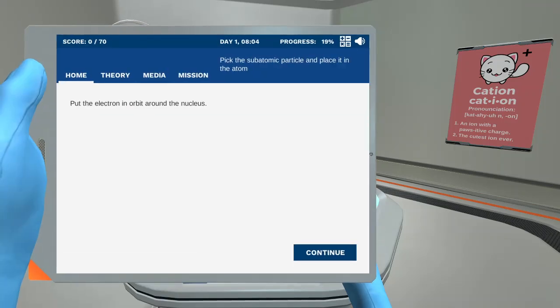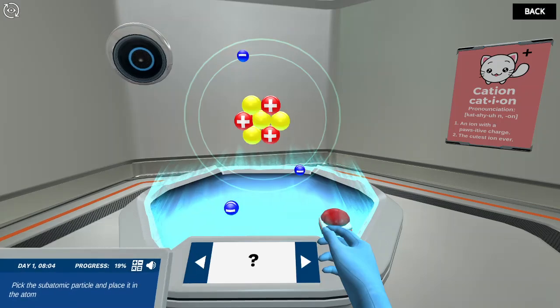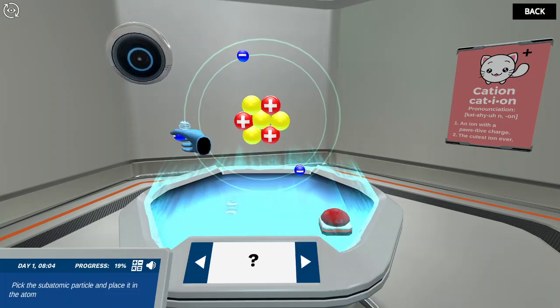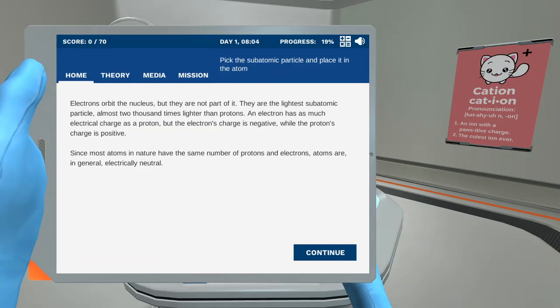Put the electron in orbit around the nucleus. Electrons orbit the nucleus, but they are not part of it. They are the lightest subatomic particle, almost 2,000 times lighter than protons. An electron has as much electrical charge as a proton, but the electron's charge is negative, while the proton's charge is positive. Since most atoms in nature have the same number of protons and electrons, atoms are, in general, electrically neutral.